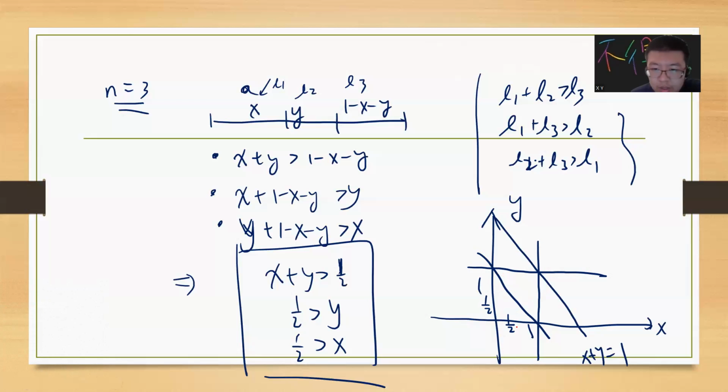This one is x plus y equals half, this is x equals half, and this is y equals half. Your y needs to be less than half, so it's lower, your x is lower, and your x plus y greater than half is upper. So this is the region. What is the answer? You have 4 regions, and only this red region can be a triangle, so the answer is 1 in 4.